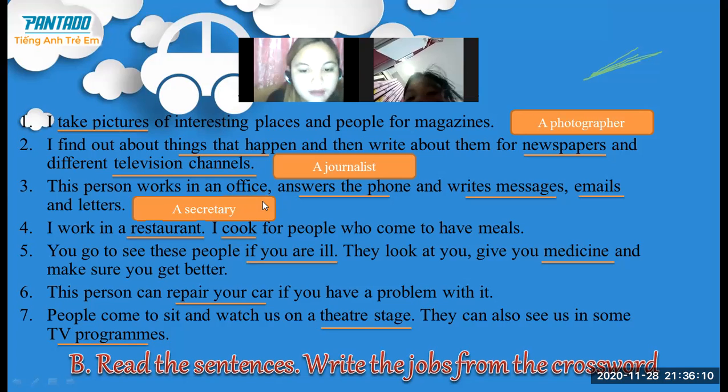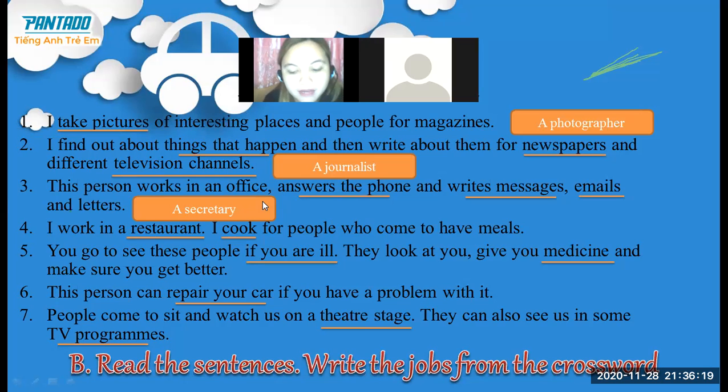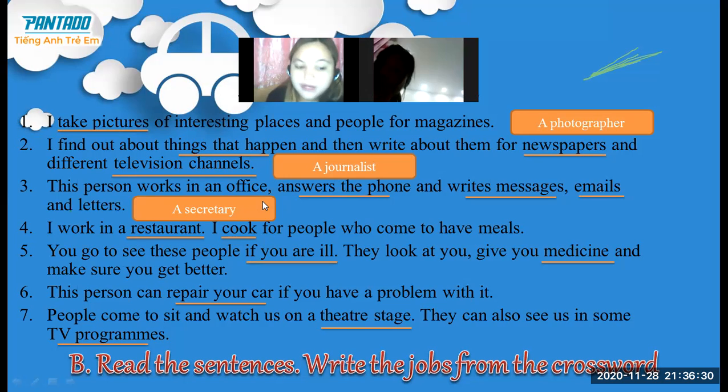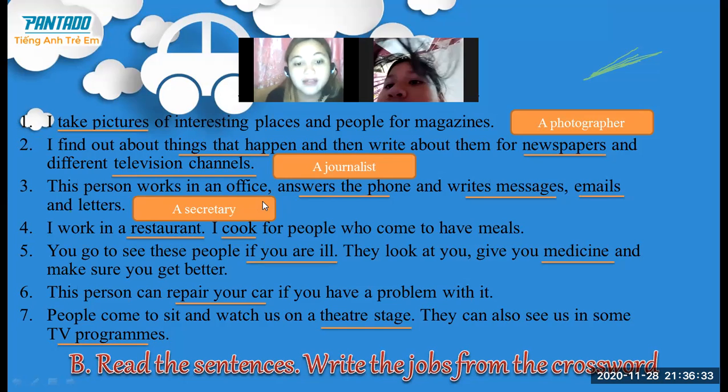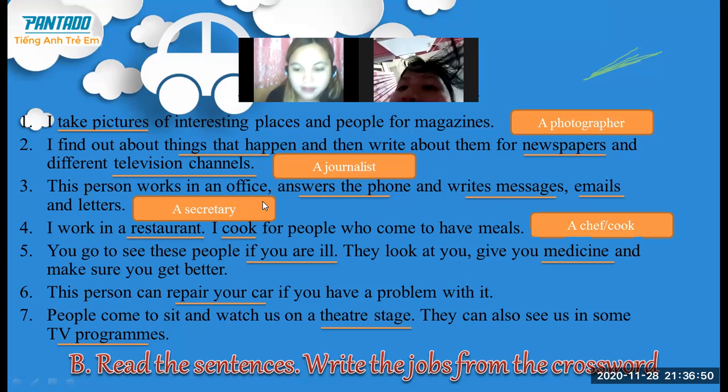Okay, so let's go to number 4, Anne. I work in a restaurant. I cook for people who come to have meals. What is this job? Again, Anne. I work in a restaurant. I cook for people who come to have meals. A chef. Okay, a chef is correct. Chef or cook, it can be.